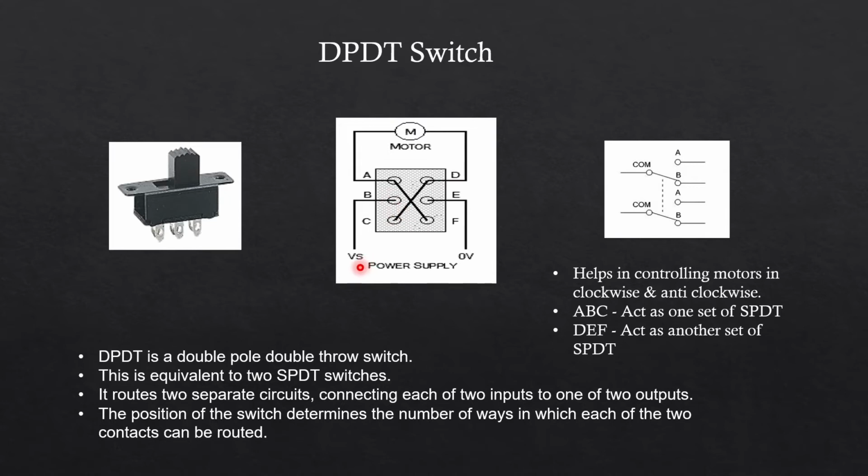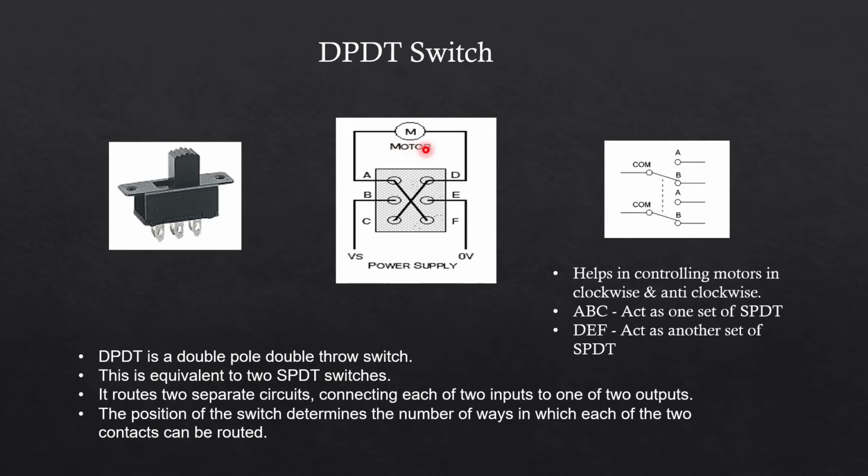Okay, so basically when we give a voltage, it goes through B, and suppose the switch is connected in such a way that AB is connected. So it goes from B to A, and then A to D, and then from D to E, and then goes back to ground. So hope you can understand the flow of the circuit. So you can see it can control the motor in one direction.